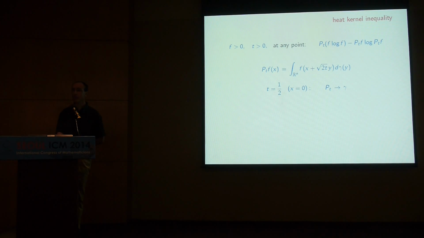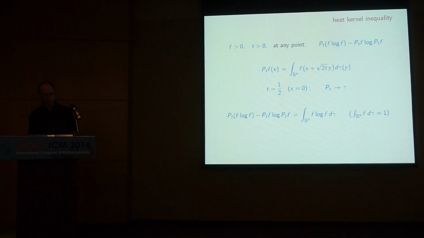by the integral representation, if you take t to be a half, any other value of t would of course do the same by scaling. And if you take, for example, x to be 0, any other point would do the same by translation. You see that the distribution of Pt is exactly the standard Gaussian. So if you consider this relative entropy along the semigroup, you exactly get the relative entropy under the normalization that f is a probability density with respect to the standard normal.